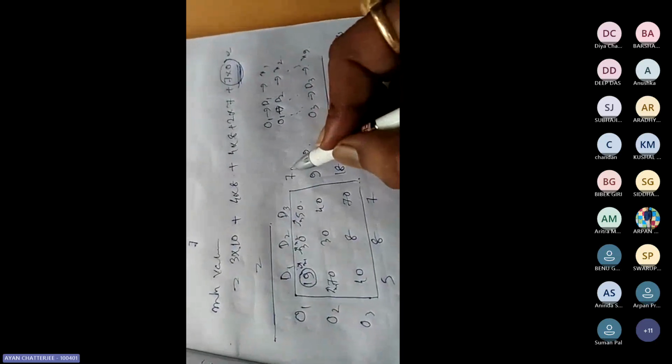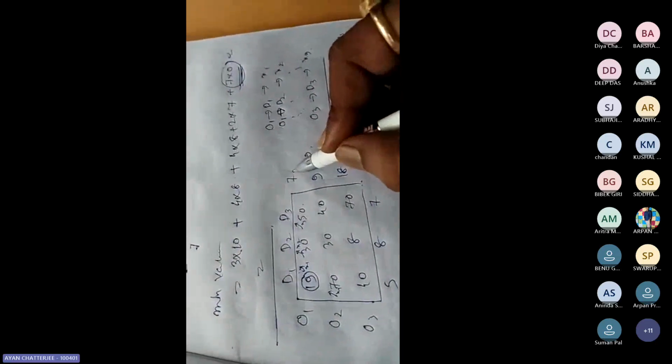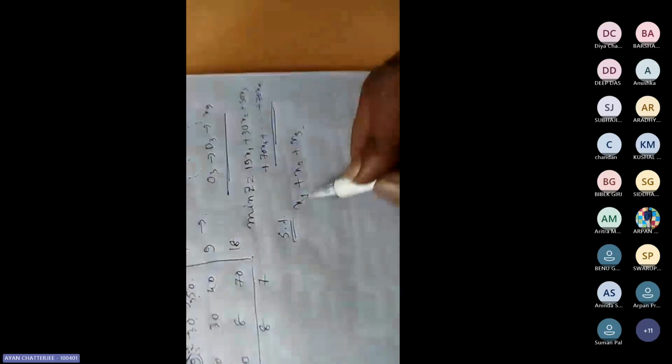Understand? Now look here. What was the supply? The supply was 7 units. Now how much am I sending from here? x1, x2 and x3. So, subject to the condition, x1 plus x2 plus x3 must be less than or equal to 7. Yes or no?